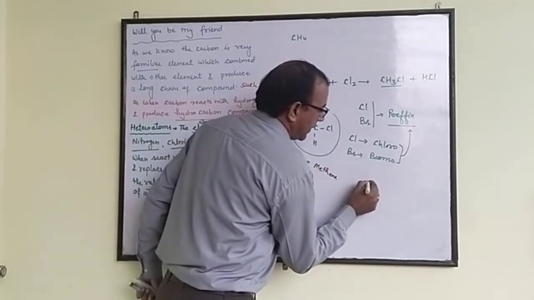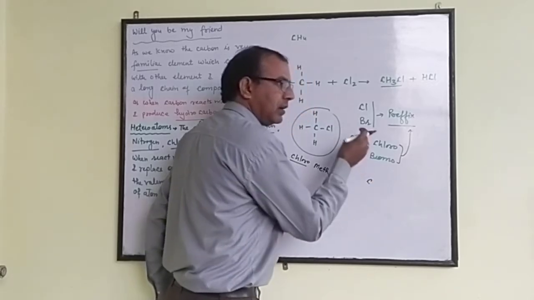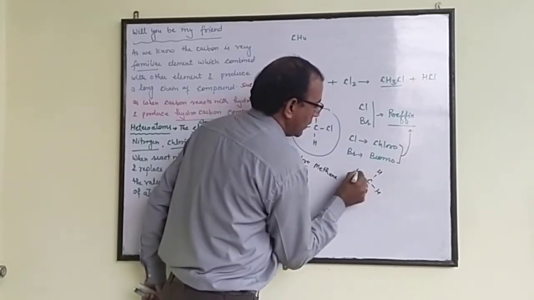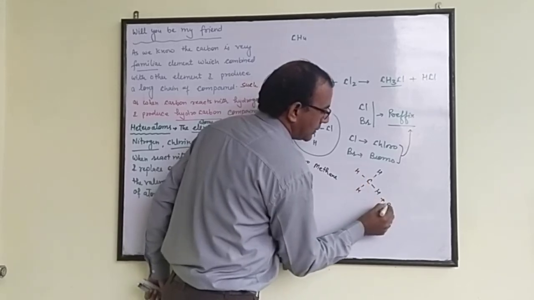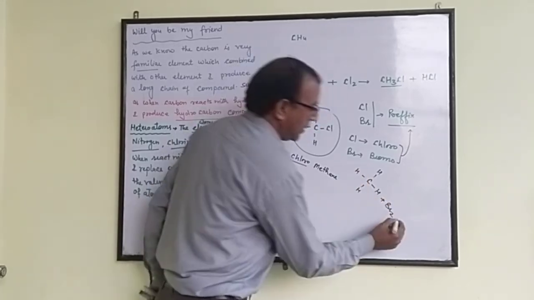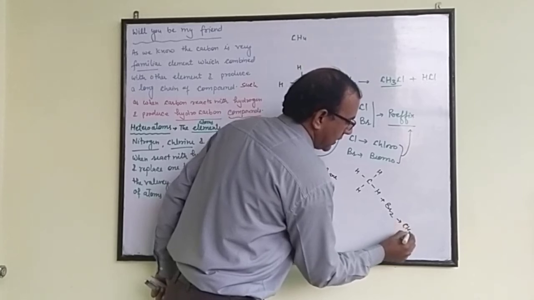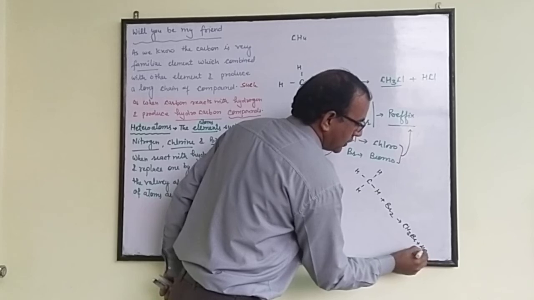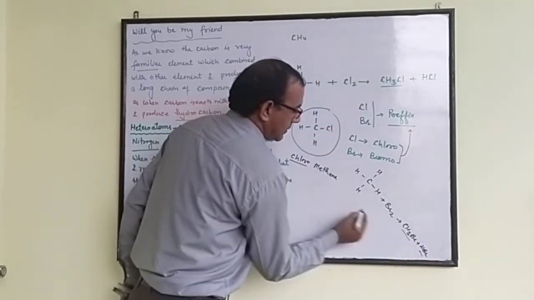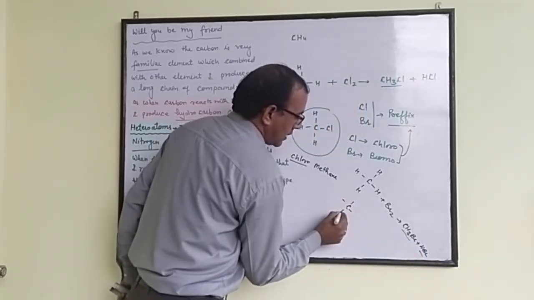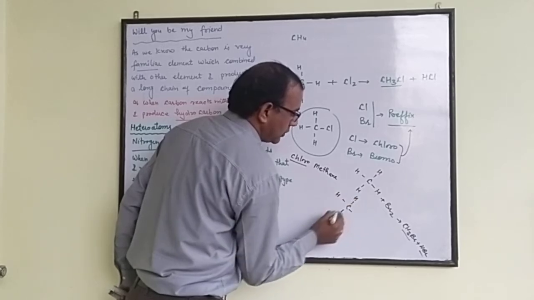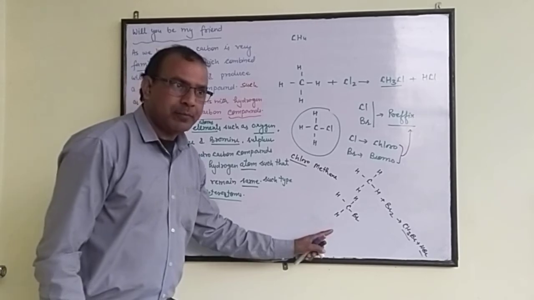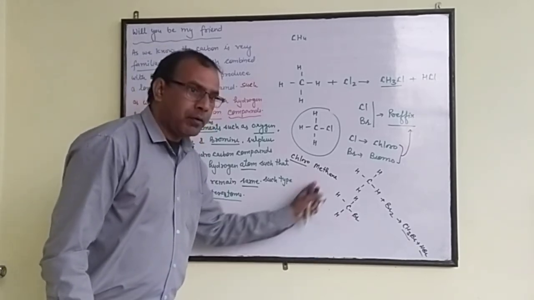Same when we replace with bromine. CH4 reacts with bromine, which is also a gas and diatomic, and produces CH3Br plus HBr, hydrogen bromide. In CH3Br, carbon is bonded on three sides with hydrogen and one with bromine. So this is the chemical formula of bromomethane.